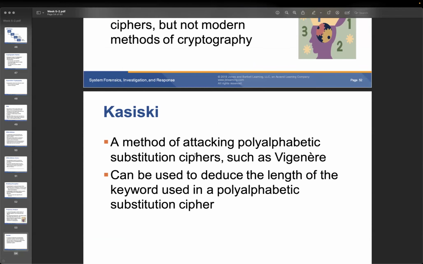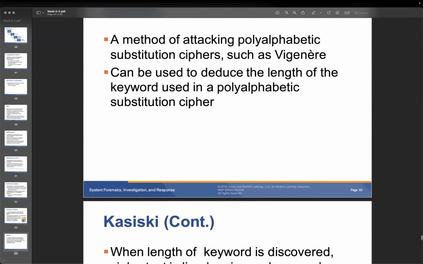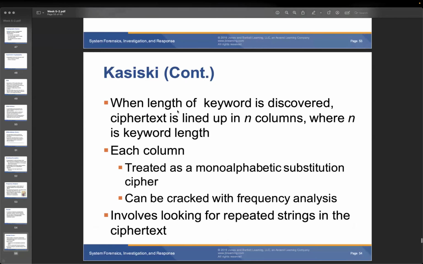Kasiski, okay. So this one is a method for attacking the polyalphabetic substitution cipher, and it can also be used to deduce the length of the keyword used in the polyalphabetic substitution. So it works like this: when the length of the keyword is discovered, the ciphertext is lined up in n columns, where n is the keyword's length. Then each column is treated as a monoalphabetic substitution cipher.